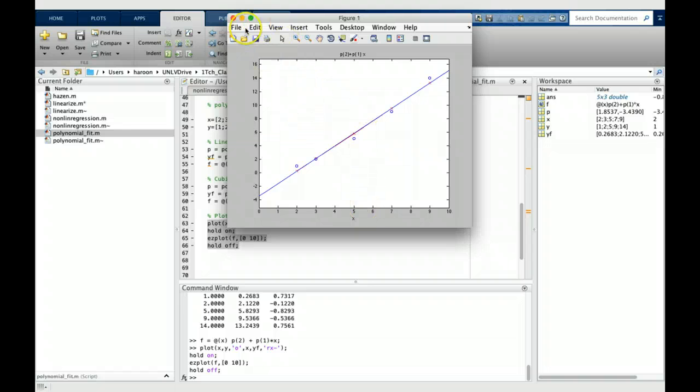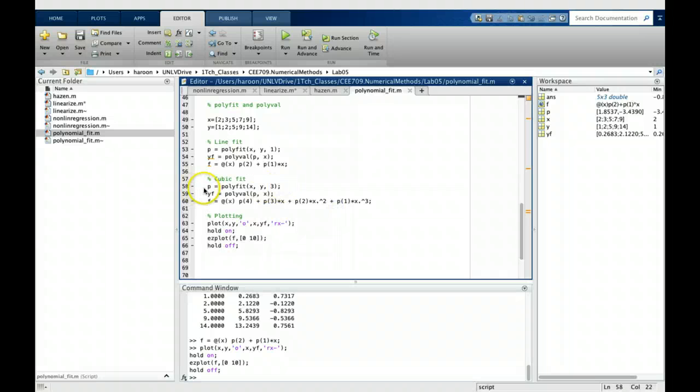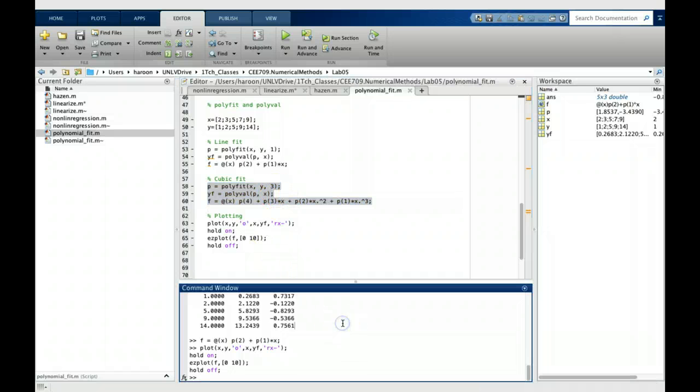Now let's see if we fit a cubic model. Here is an example of fitting a cubic model which will have 4 coefficients.